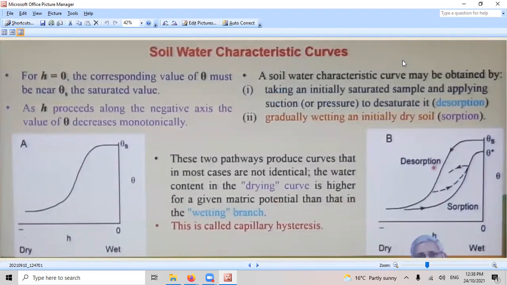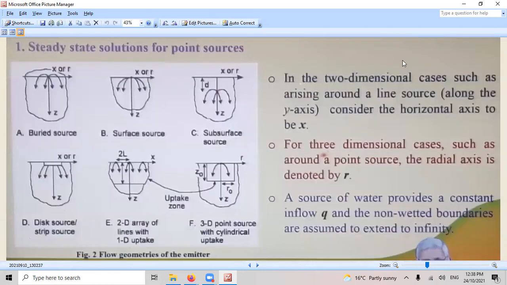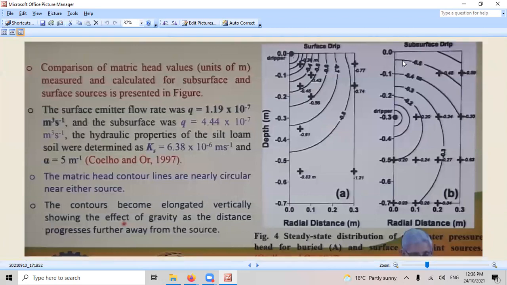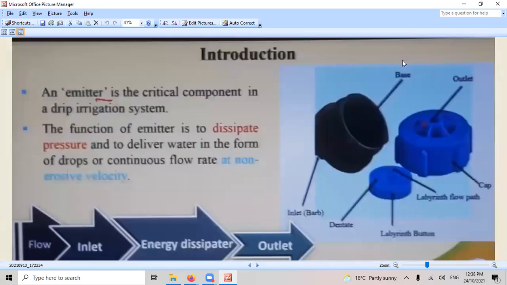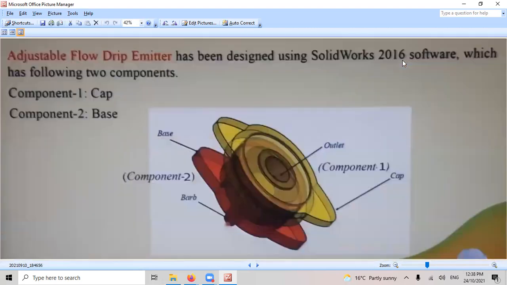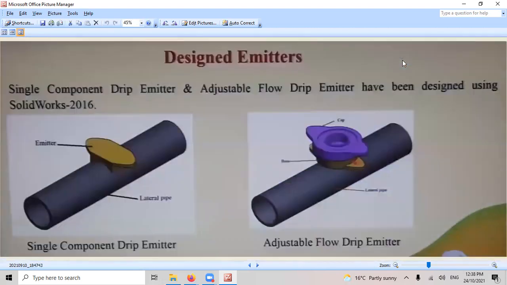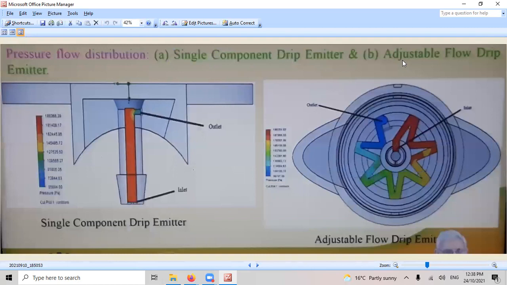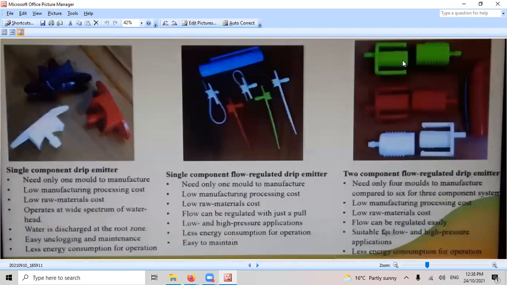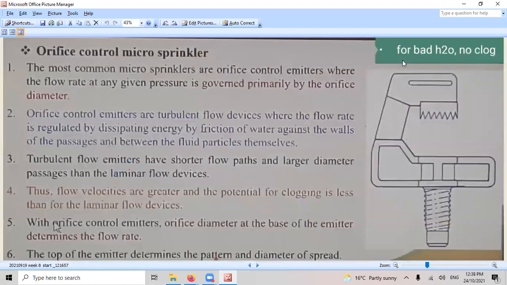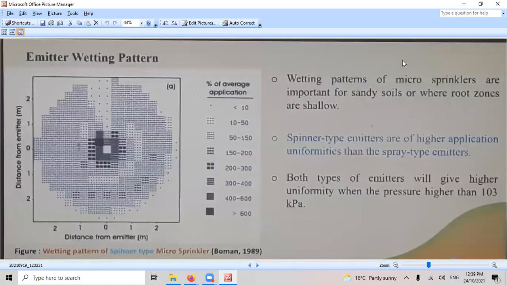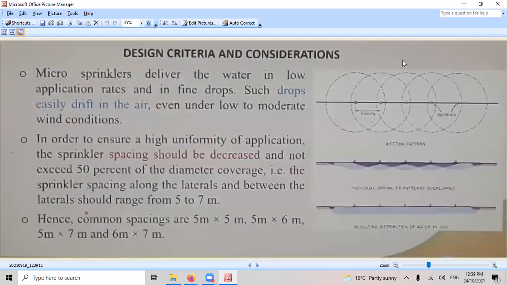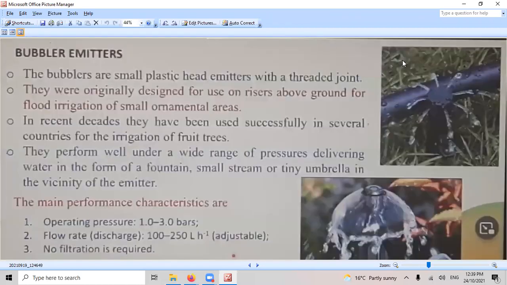Sorption, desorption. That's a cool graph. They were pumping through weeks of literature here. We've got at least halfway through the course now. Instead, you can make your own with 3D printing. There's your wetting patterns. That's pretty cool. Different types of sprinkler heads give different wetting patterns.